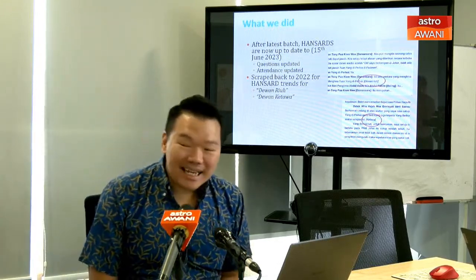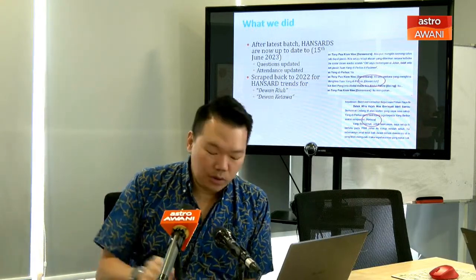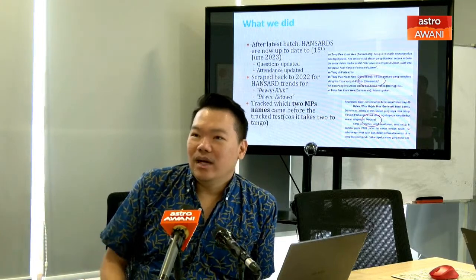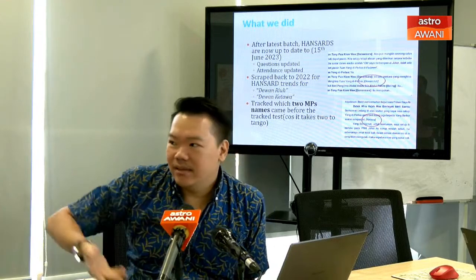So we did the exact same thing. We looked at Dewan Ketawa and we looked at the 2 names that appeared before. Why 2 names? Because sometimes it takes 2 to tango lah. Once in a while, one MP says something, and then everyone starts laughing. But what did the guy before him say? Someone needs to set up the joke also. So that's why we tracked 2 names before. Okay?